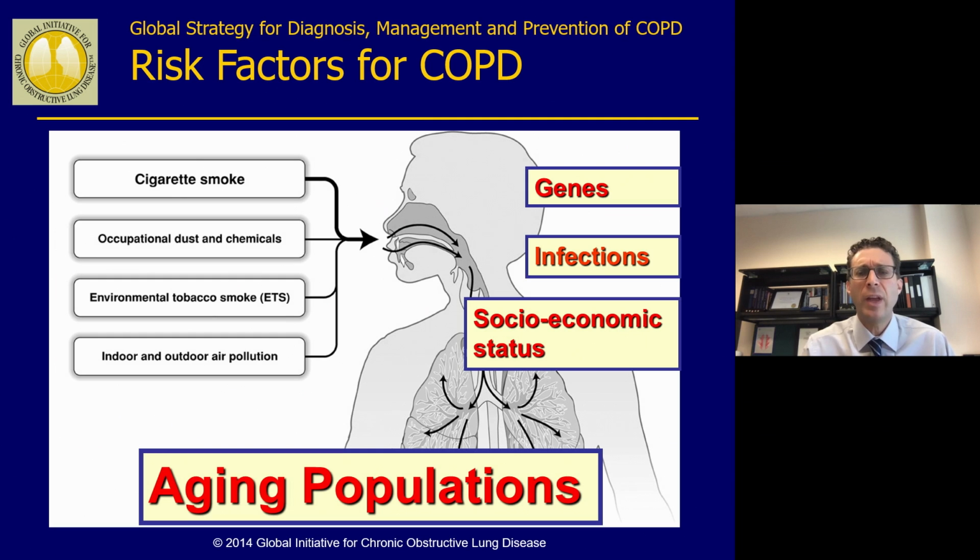But over the last decade or so, we've learned there are other important risk factors for COPD, including genetic factors, chronic respiratory infections, and low socioeconomic status, which has become a major risk factor for COPD in the United States. COPD is a disease of aging, and as the US and the world population ages, we're seeing an increased prevalence of COPD.